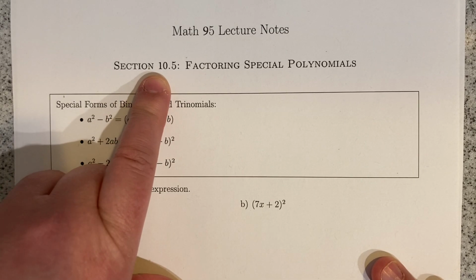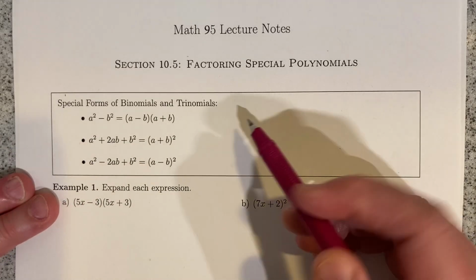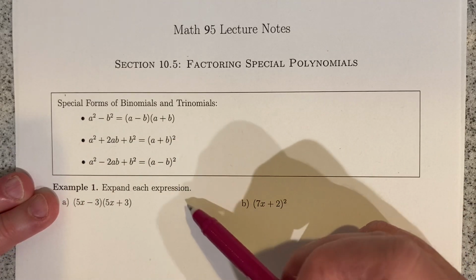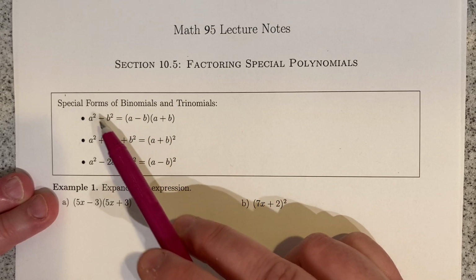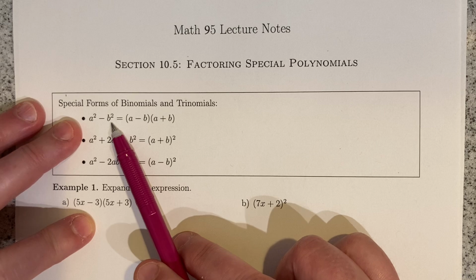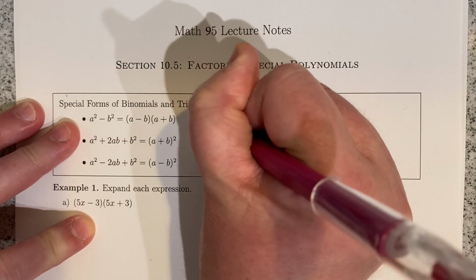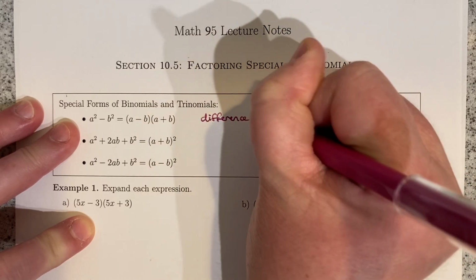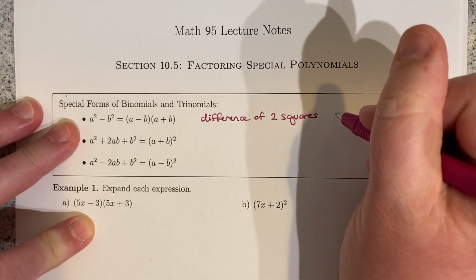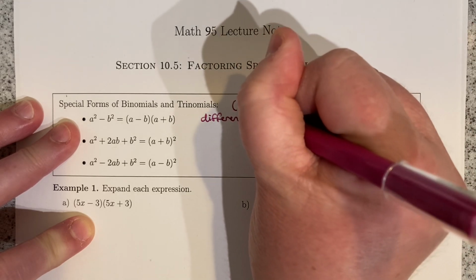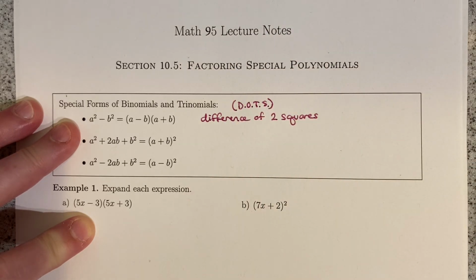Section 10.5 is called factoring special polynomials. Very special in that they match one of these three formats. What we're looking for, at least this first one, is called difference of two squares. And if you like abbreviations, you could even call it DOTS. I don't know, it gives a way to refer to it.